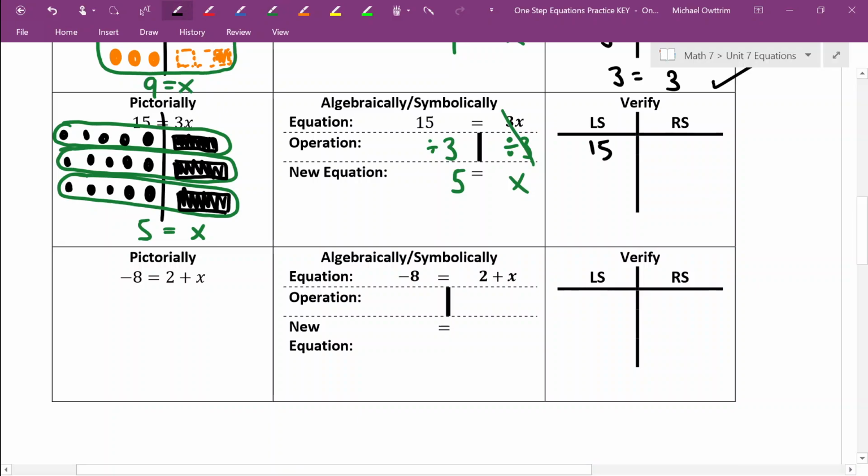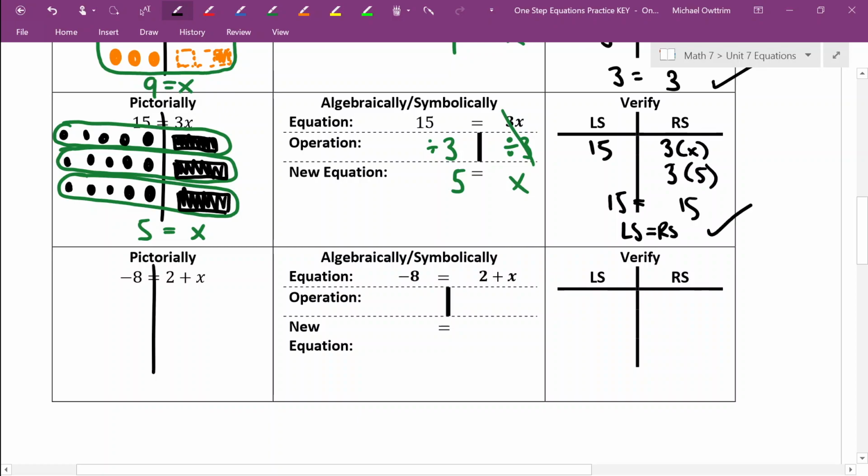For our verification, our left side was 15. Our right side was 3 times whatever x is. We think that x is the number 5, and 3 times 5 is in fact 15. 15 does equal 15, so the left side indeed equals the right side.